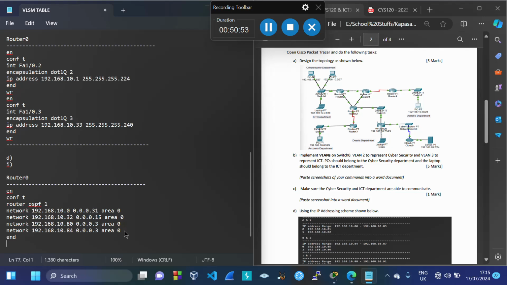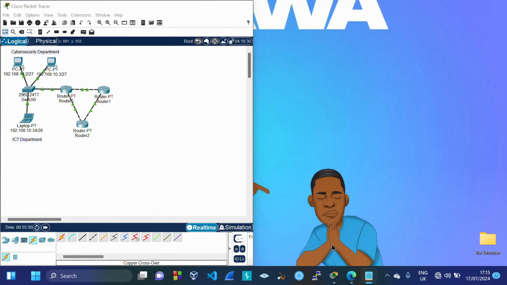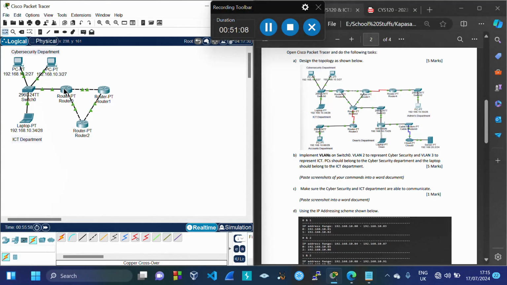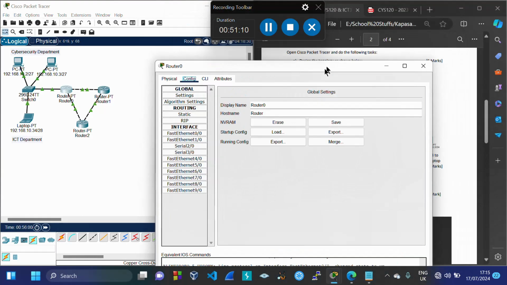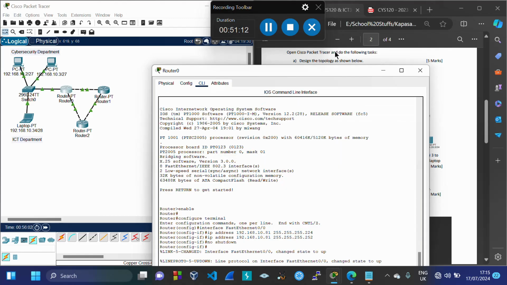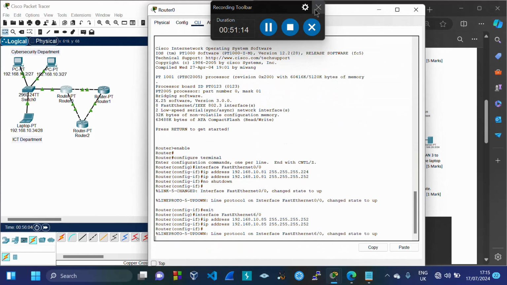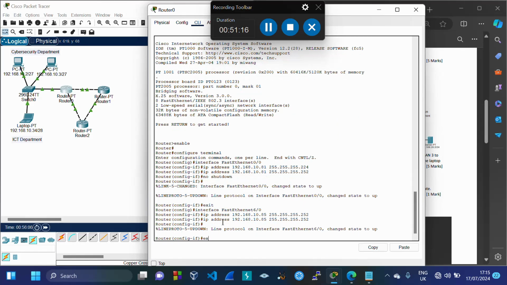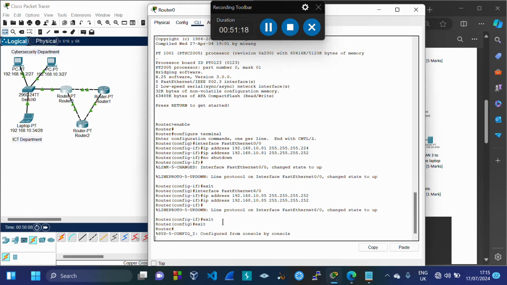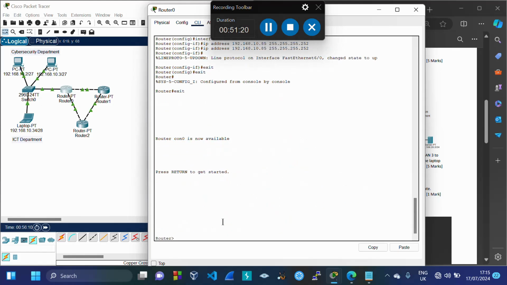So I'll end the commands, then save them with WR. Once we are done, it means we have understood router OSPF. So this is just for router 0. I'll copy that, then paste them into router 0. Under the command line interface for router 0, now we don't need this. I'll say exit up to bring the previous command, another exit, then I'll just need to paste.